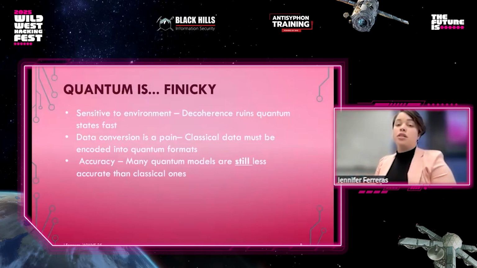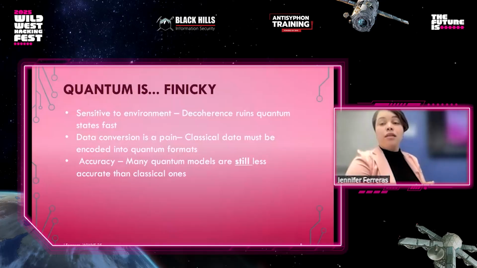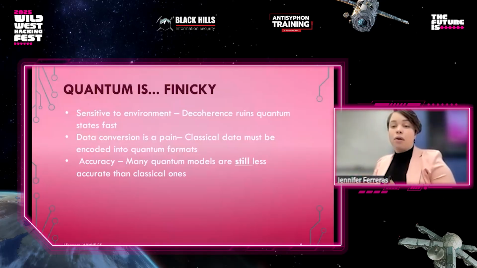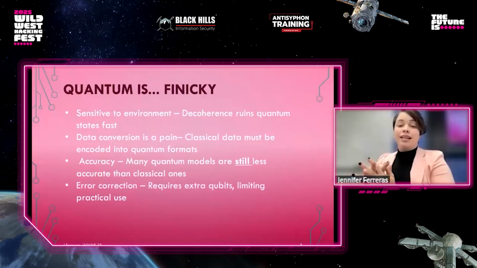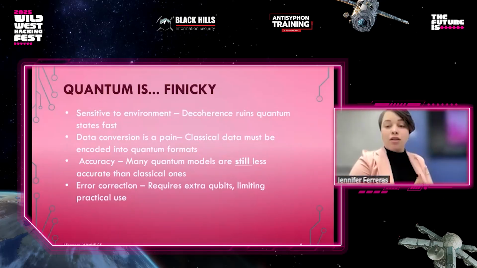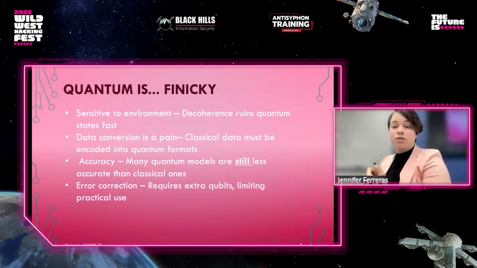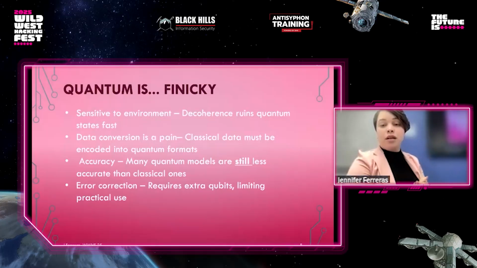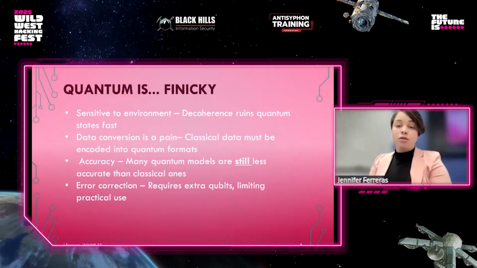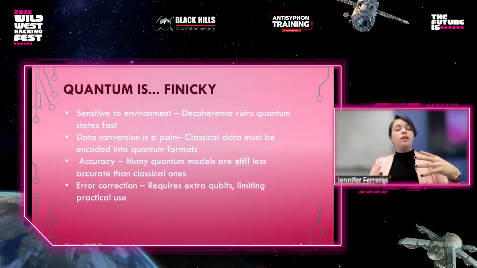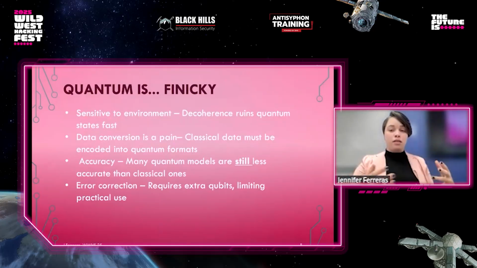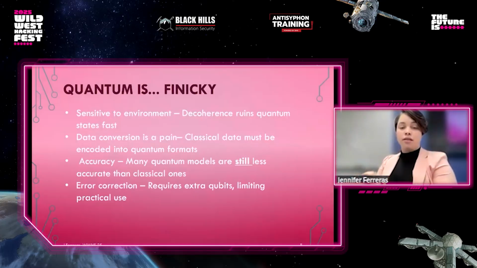Then we have accuracy. This is another huge issue that we encounter often. Despite all the hype, many quantum models are still less accurate than classical ones, especially when you add noise into the mix. Let's not forget error correction. Every logical qubit might require dozens or even hundreds of physical qubits to stabilize it. That's a huge limitation when it comes to scalability. Something that I failed to mention: classical computing is mathematical and quantum computing is physics. If you know anything about physics, it can get interesting very quickly.